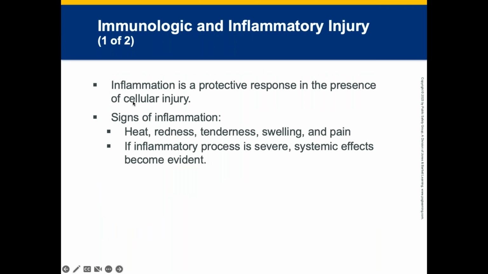Right. Immunologic and inflammatory injury: inflammation is a protective response occurring in the presence of a cellular injury. It can be triggered by physical, chemical, or microbiologic agents. Signs of inflammation are heat, redness, tenderness, swelling, and pain. Imagine this though, okay? Everything we're talking about can all lead to a septic patient. If the inflammatory process is severe, systemic effects become evident. Patient feels ill, body temperature becomes elevated, the bone marrow accelerates the production of leukocytes, and you start getting leukocytosis. The outcome depends on the amount of tissue damage.